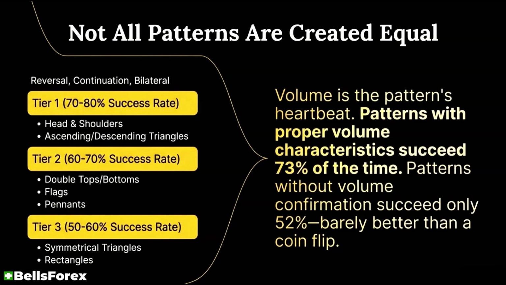Patterns with the proper volume characteristics, meaning institutional participation is confirmed, they succeed 73% of the time. Okay, 73%. And without volume confirmation? They succeed only 52% of the time. Wow. You literally drop over 20 percentage points in probability by ignoring this one factor. That's the difference between a high-edge setup and just gambling. It is the difference between an A-grade and a C-grade setup.